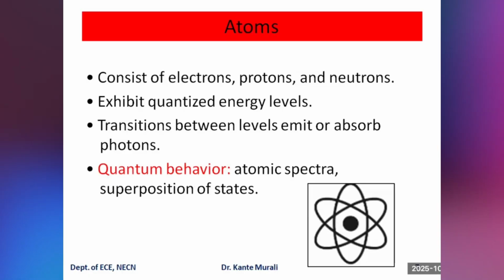Next, come to atoms. They consist of electrons, protons, and neutrons. Atoms have discrete energy levels. That means electrons jump between levels, and they emit or absorb photons. We can understand the quantum behavior by studying atomic spectra and superposition of states. A real-time example is the laser, which works because of atomic energy level transitions, where electrons jump from a high energy level to a low energy level and the emission of light takes place.